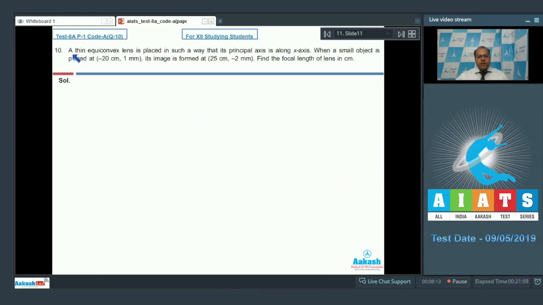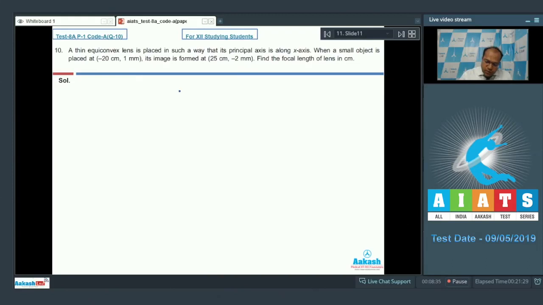In question number 10, a thin convex lens is placed in such a way that its principal axis is along the x-axis. When a small object is placed at (−20 cm, 1 mm), its image is formed at (25 cm, −2 mm). Find the focal length of the lens in centimeter.